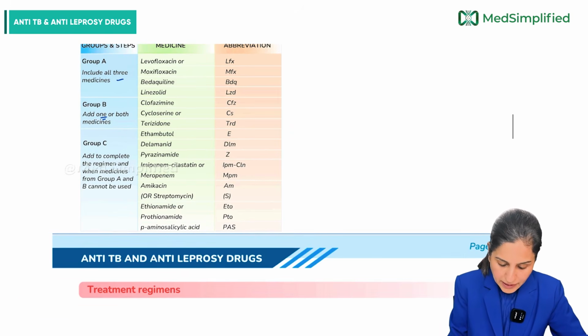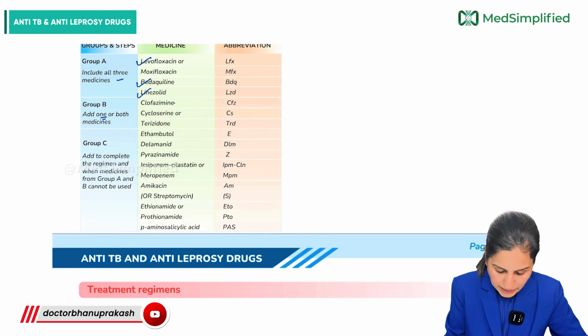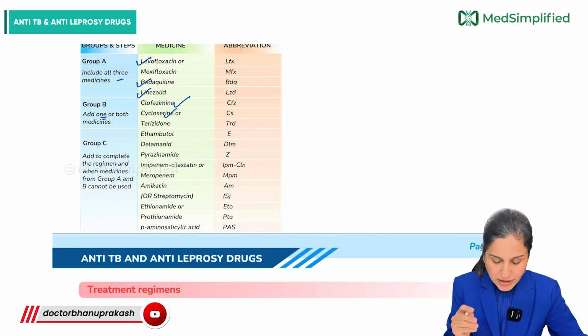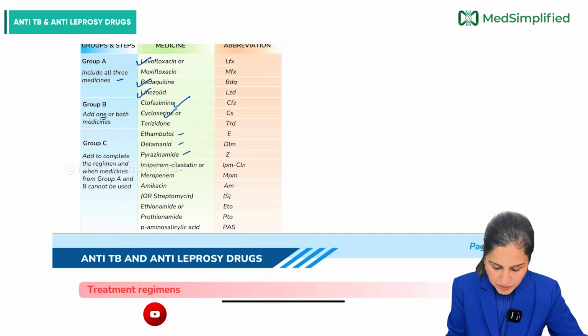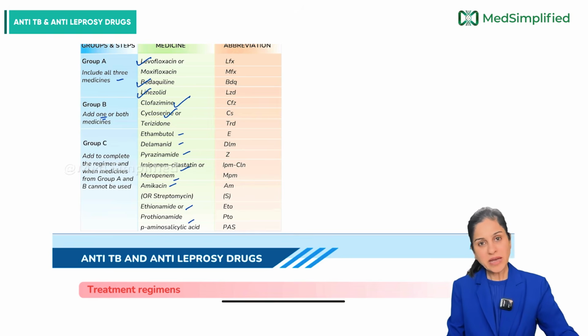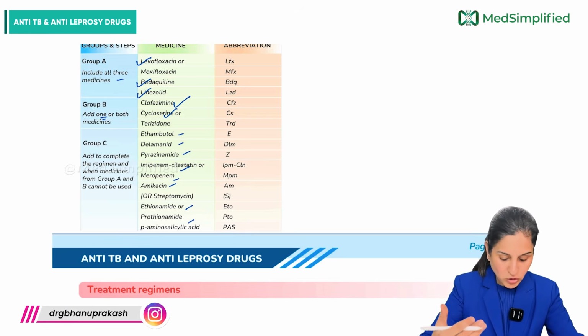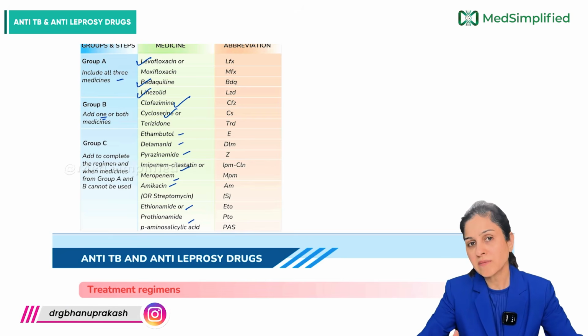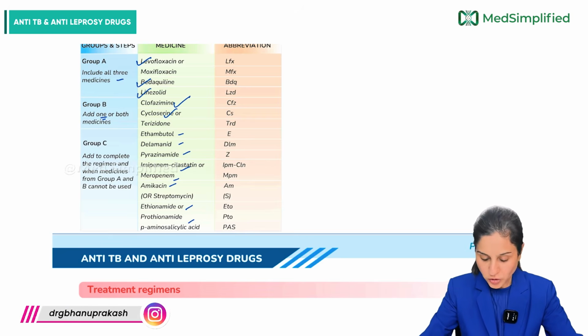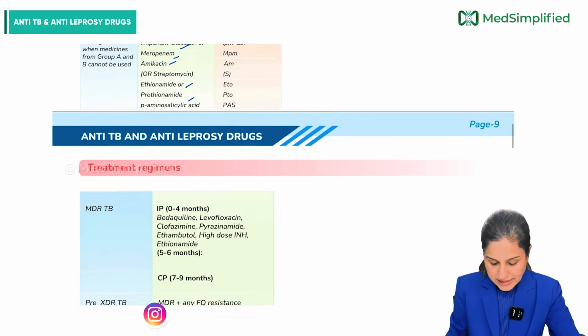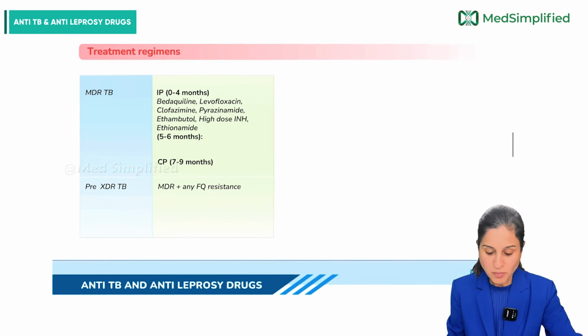So in group A, levofloxacin, bedaquiline, linezolid. Group B, clofazimine, cycloserine or terizidone. And in group C, we have the other drugs like ethambutol, delamanid, pyrazinamide, imipenem, meropenem, amikacin, ethionamide, etc. and PAS. Right? So remember, that's why this grouping has been done. So when they say you add drugs from group A especially, we mean we add these three drugs from group A. So let's see the various treatment regimes, which is important.